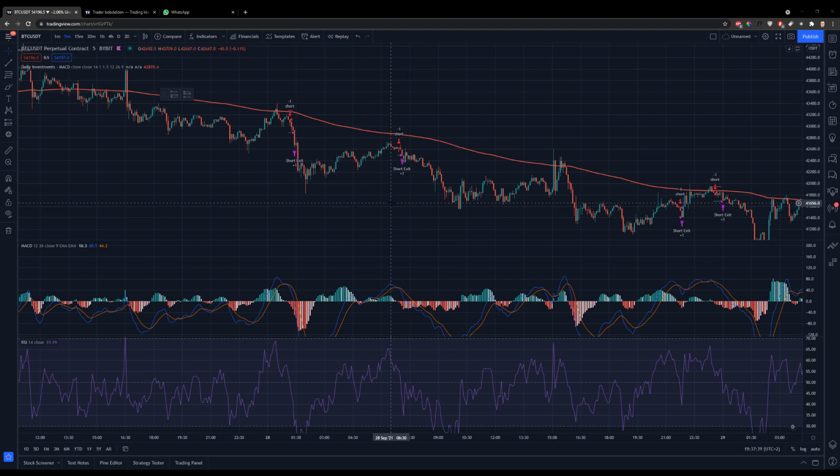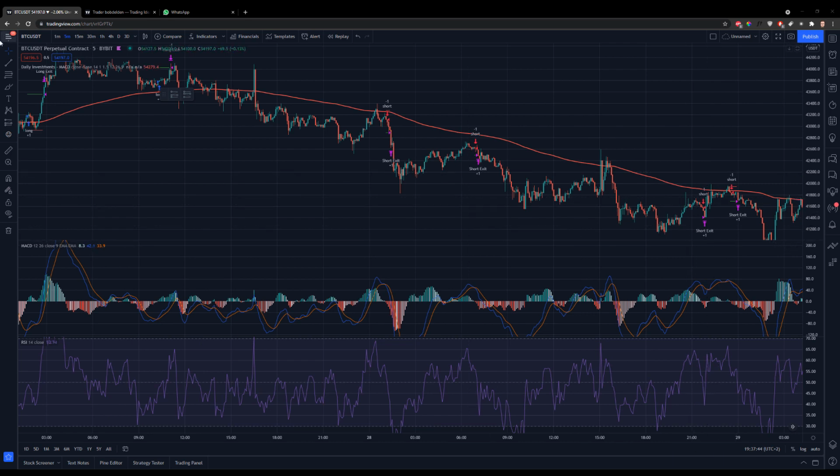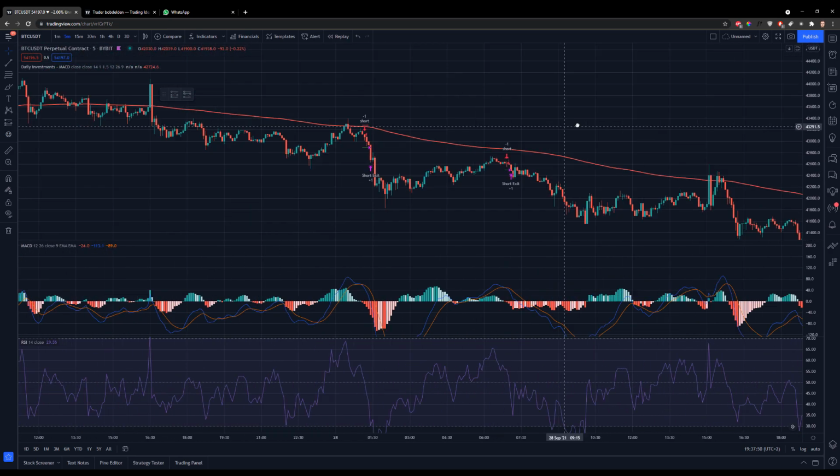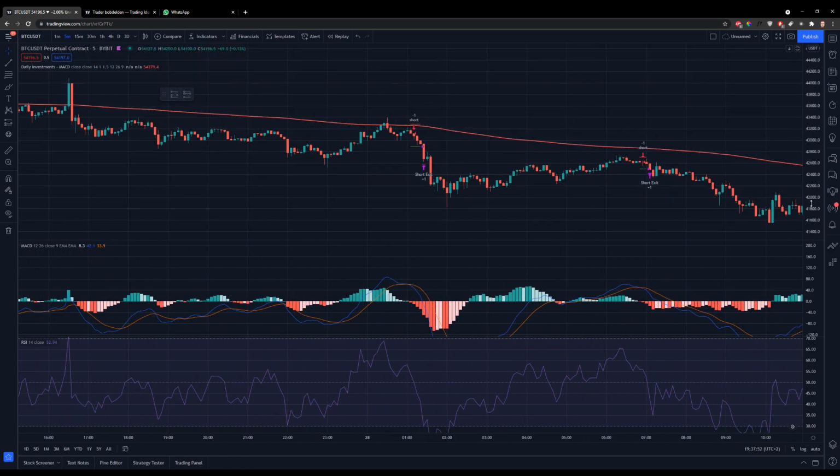So I had to go back a little bit to the 28th of September because we are quite in an uptrend with the Bitcoin right now. So that's great. But yeah, let's check the first one. We see a short entry here.